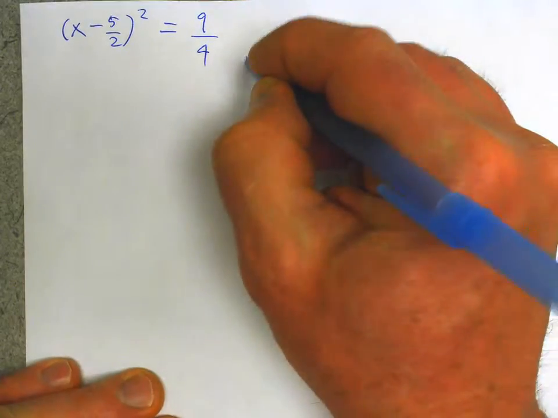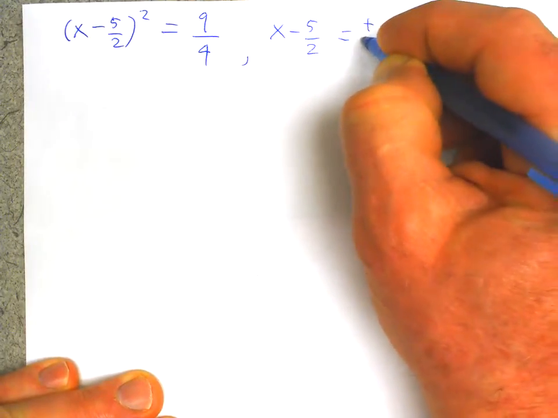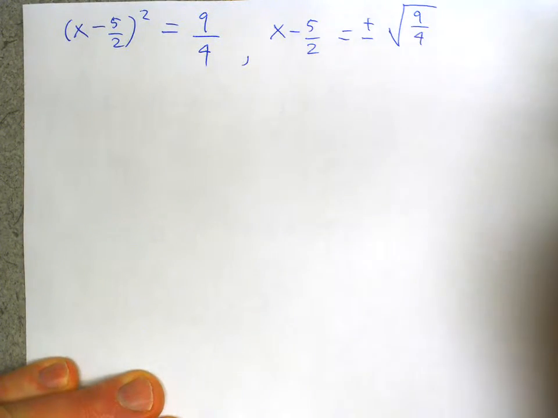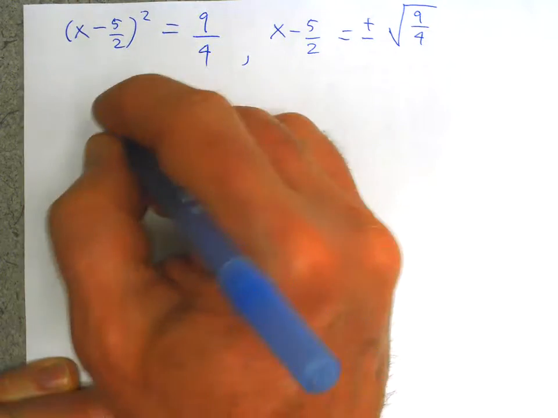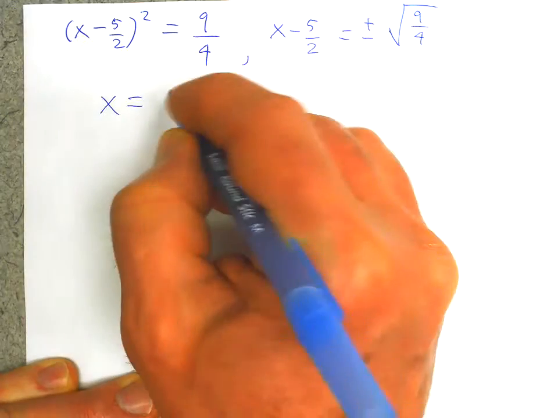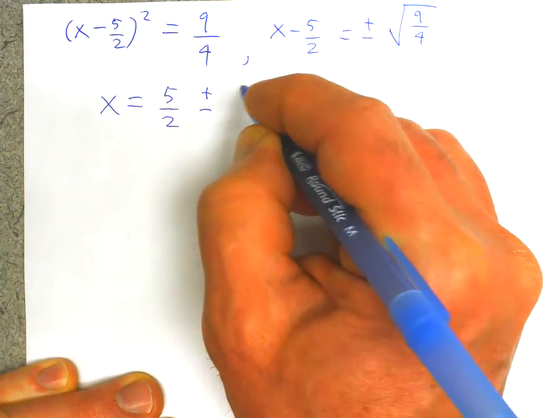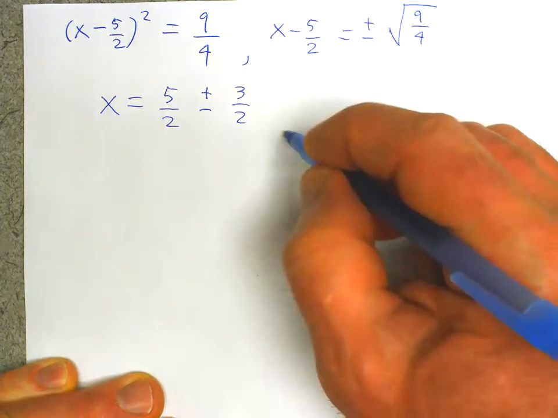So applying the square root property, we get x minus 5/2 equals positive and negative square root of 9/4. And the square root of 9/4 simplifies to 3/2. So in the next step, we can write x equals 5/2 plus and minus 3/2. And we can simplify further.